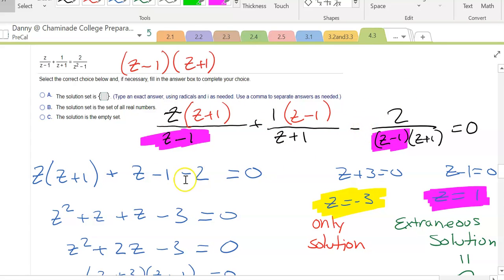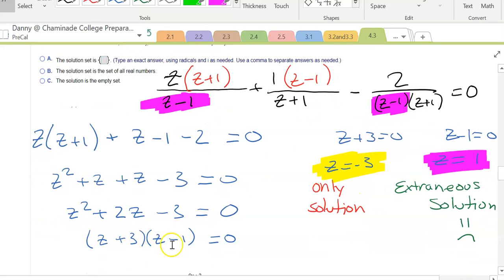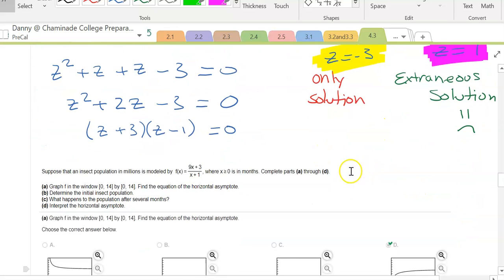And don't forget your minus sign there. And then once I do that, I see that I have something I can factor, or you can use the quadratic formula. And then here's when I solve that, I get 1. So if I plugged in 1 here, 1 minus 1 is 0. So that's why this is an extraneous solution and it is not included. So you're only going to be typing in -3.